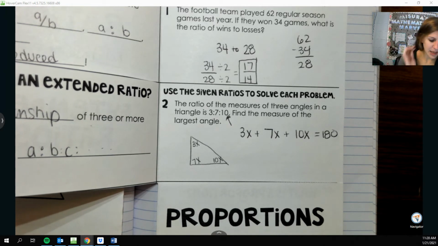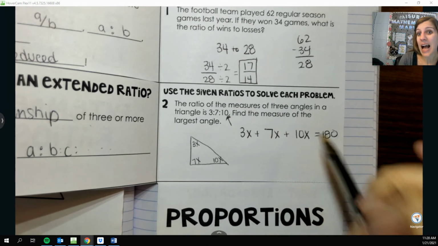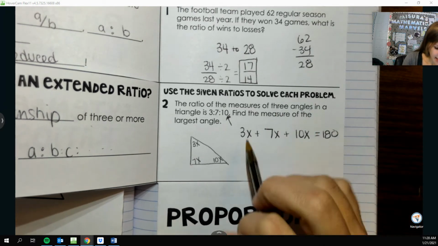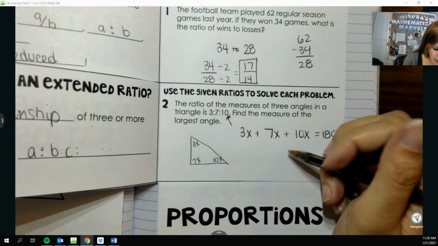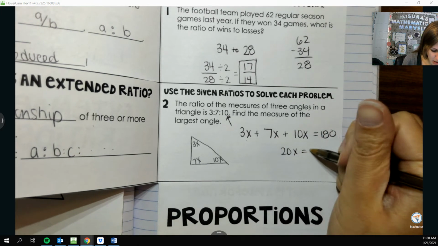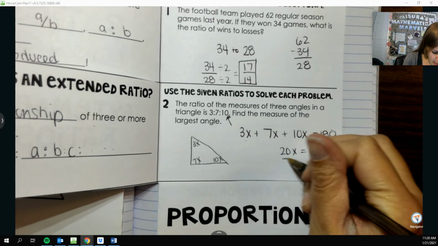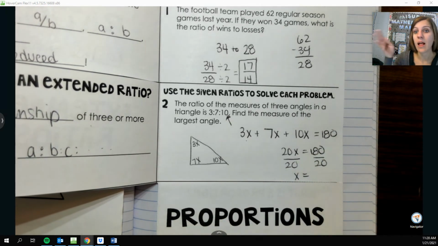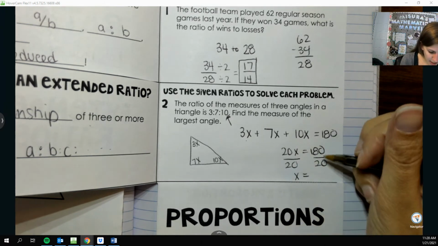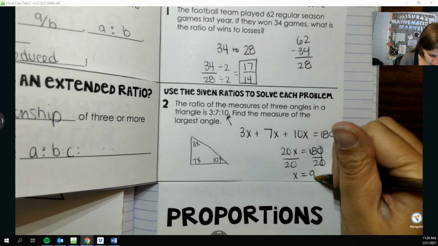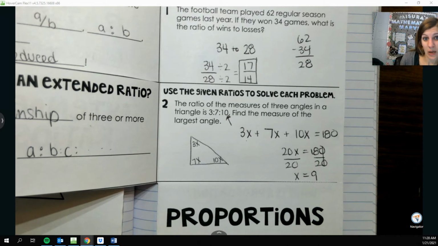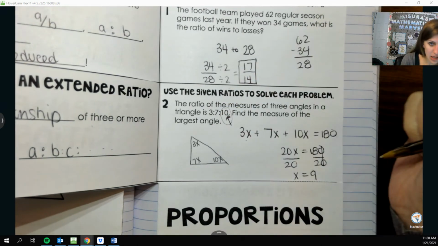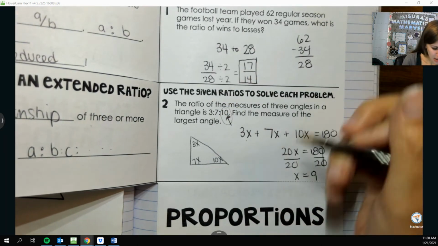So for this one, again, because we're talking about the measures of the angles, I know that they'll always add up to 180. And I can do that because now these are all like terms, and we'll have 20x equals 180. And I can solve for x by dividing the 20 on both sides and get that common multiple that was divided out of each one. So zeros divide out, and we're left with 9 was divided out of each one. And then I could go back and find the measure of each of the angles, but really I just need the largest, which again is the one related to the 10, which would be 90 degrees.